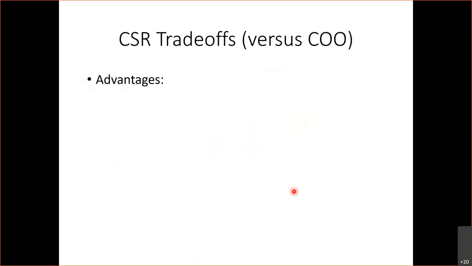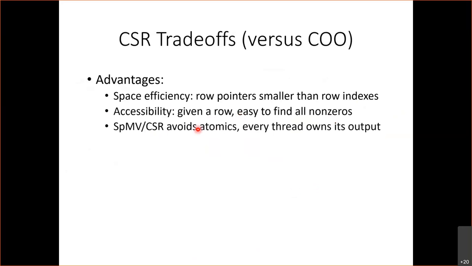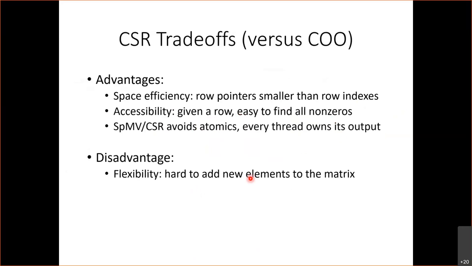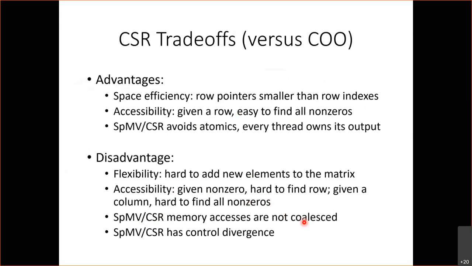So the advantages of CSR are that it has better space efficiency, it has better accessibility, it allows us, given a row, to find all the non-zeros. And SpMV CSR avoids atomics because every thread owns its output. But the disadvantage is that it's hard to add new elements to the matrix. And for accessibility, given a non-zero, it's hard to find its row. Given a column, it's hard to find all the non-zeros for that column. And then SpMV CSR accesses are not coalesced, and SpMV CSR has control divergence. Okay?